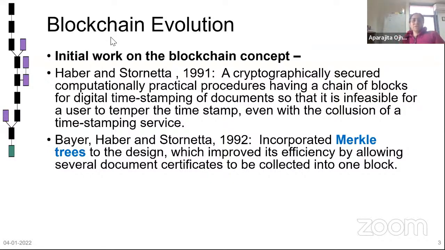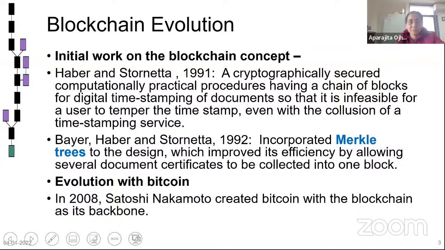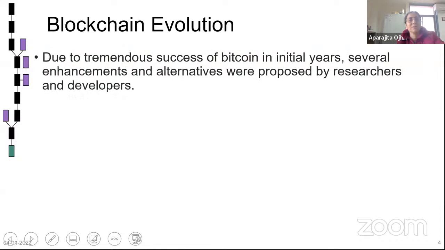So they incorporated Merkle tree to design how we can allow several document certificates to be collected into one block. So initially they introduced the concept of a chain of blocks, and then how they can all be combined into one block. Then with Bitcoin, when there was a time of global recession in 2008, Satoshi Nakamoto created Bitcoin with the blockchain as its backbone technology, right?